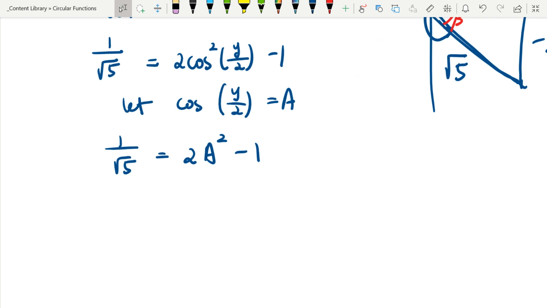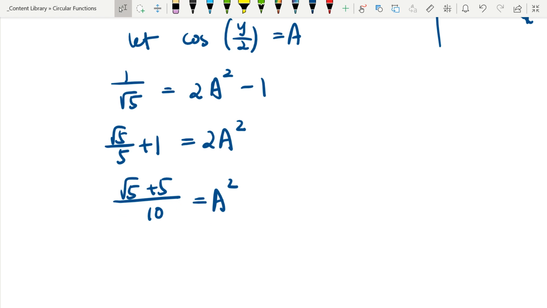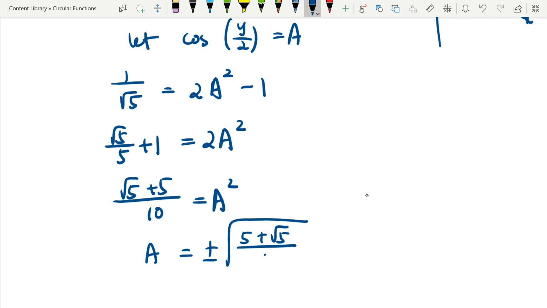That's really horrible to solve. Well, plus 1. So that's root 5 over 5 plus 1 equals 2a squared. And then we have root 5 plus 5 over 10 equals a squared. Yes? 5 over 5 plus root 5 over 5 times a half, that's over 10. And a is plus or minus the square root of (5 plus root 5) over 10. Positive or negative?